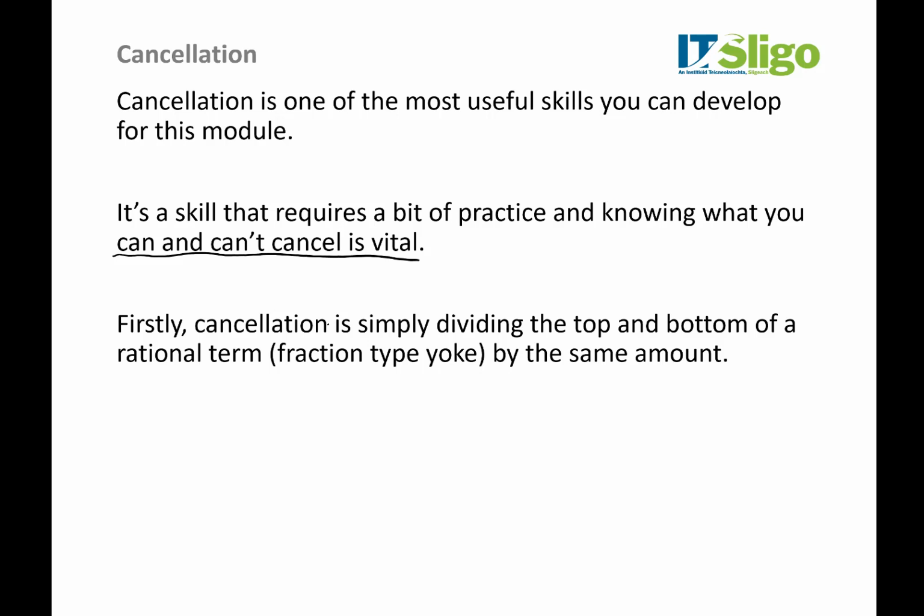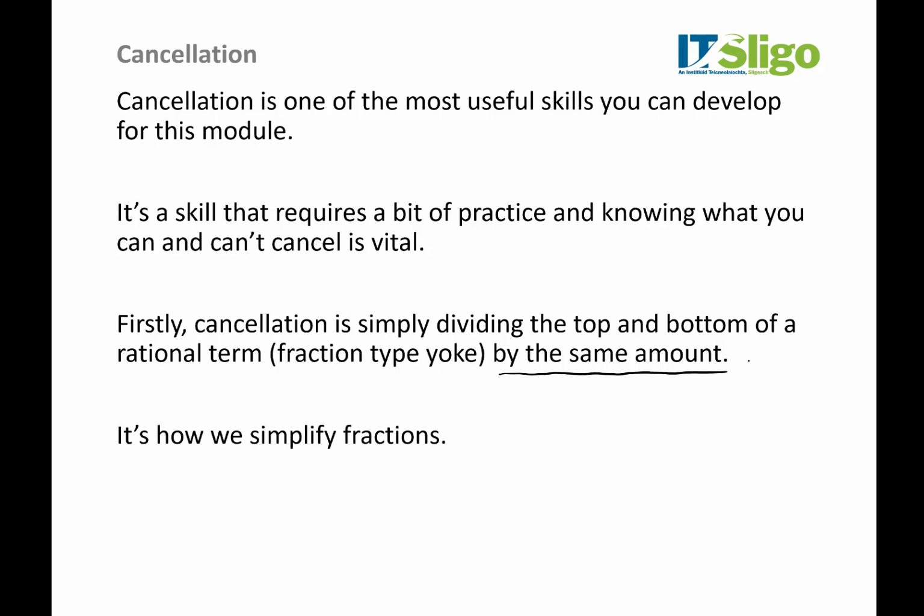So firstly, what is cancellation? It's simply dividing the top and bottom of a rational term. Now, a rational term is anything that's like a fraction type yoke, as I call it. But it's crucial we divide the top and the bottom by the same amount. It's how we simplify fractions. So if I gave you this fraction here and asked you to cancel it, have a wee go at it, guys. You can pause the video. And then on the next slide, I'll discuss the process in a little more detail.